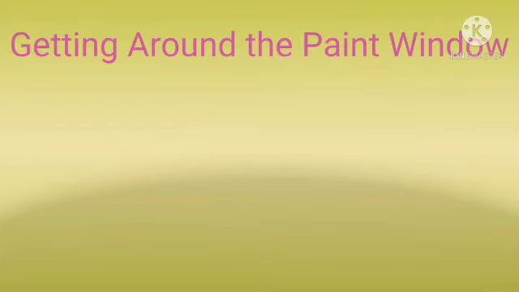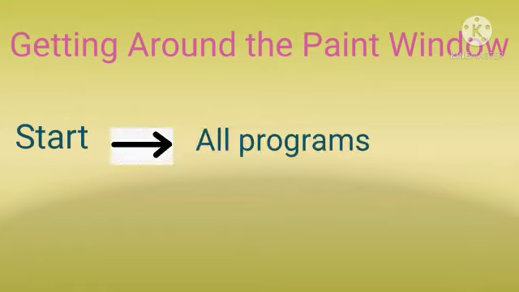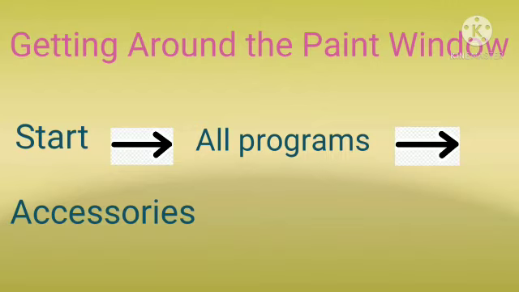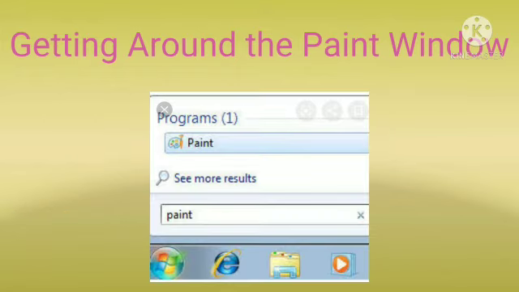Getting around the Paint window. To start a new window, click on the Start button, click on All Programs, click Accessories and click on Paint. Alternatively, click on the Start button and in the search bar type in Paint, then select the Paint icon.